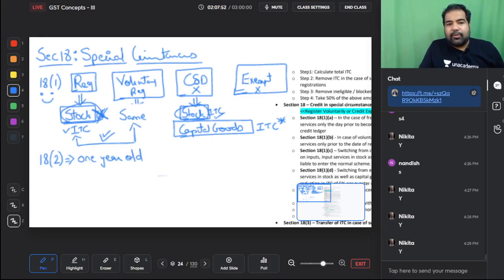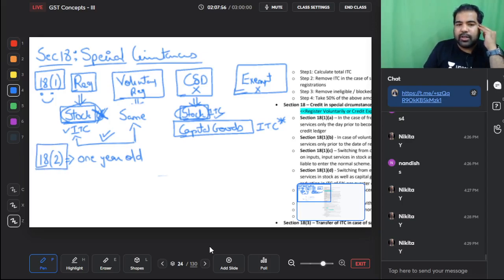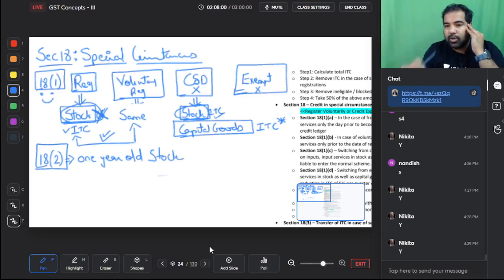So what is section 18.1 saying? 18.1 is giving you all the details, whereas 18.2 only gives one condition, that the stock cannot be more than 1 year old from today's date. That is the stock's invoice check. It should not be more than 1 year old. This, guys, is 18.1 and 18.2.